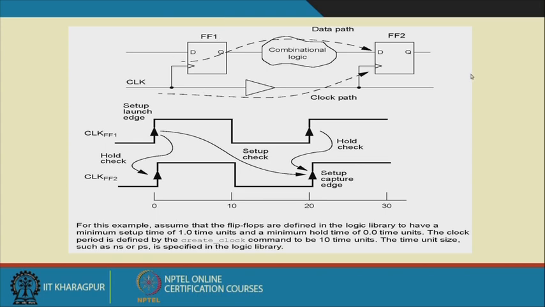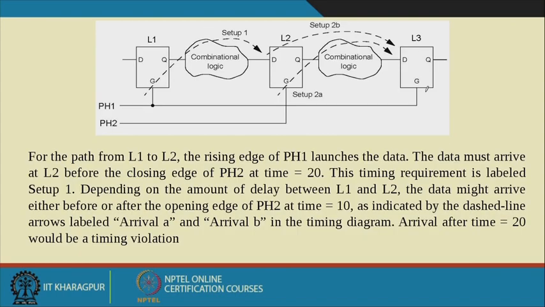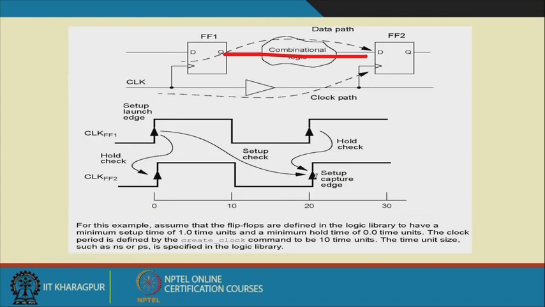Here again we have two flip-flops. In between, on the Q to D path, there is a combinational circuit, and the clock is also buffered. That means one buffer is placed between clock A and clock B, right? So this is the original clock, and this is the clock which is arriving at this point.